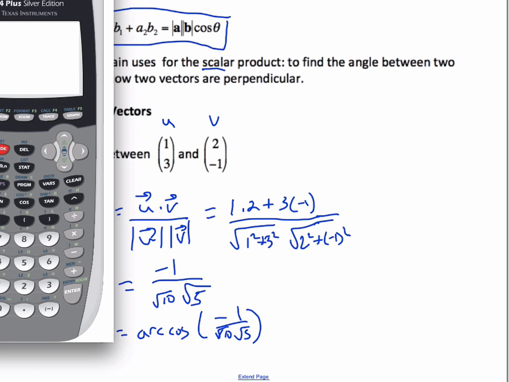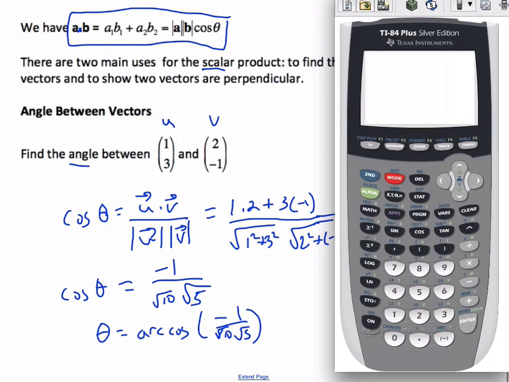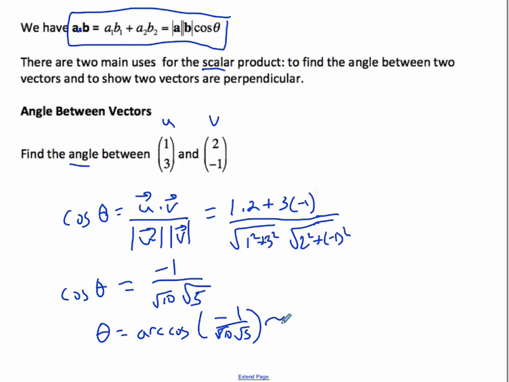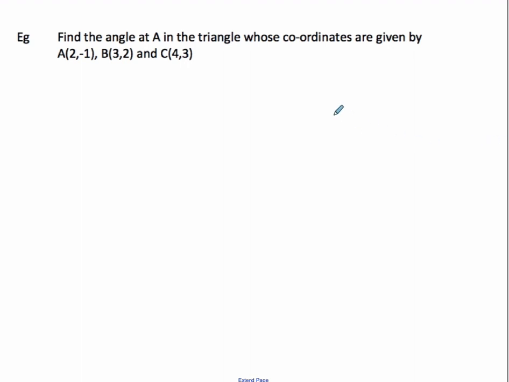And usually when we do vectors, we usually use degrees for our angles. Okay, so let's do inverse cosine of negative 1 divided by root, I guess you could say this is root 50. Let's try that again. Root 50. Okay, we get 98.1 degrees. Okay, let's look at the next question.